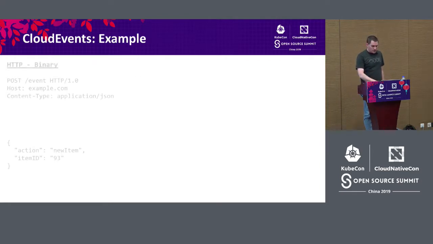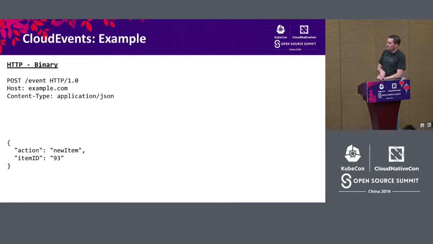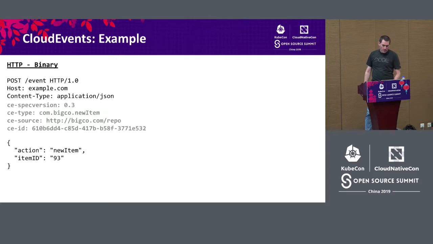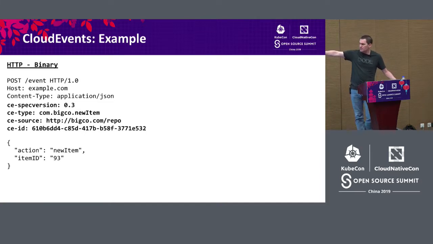So let me show you a little example just to show you how simple this really is. Let's say you have a very simple event, and we're sending this in what we're going to call binary format. So basically, it's just a generic HTTP message getting sent. When you add the required CloudEvent attributes to this, you'll see the spec version. Right now, the CloudEvent spec is at 0.3, which is a static thing. The type.